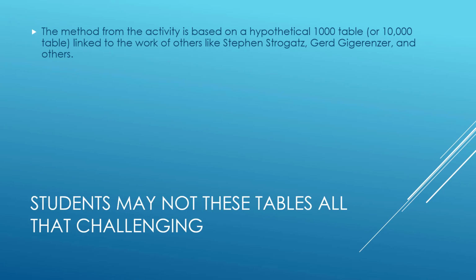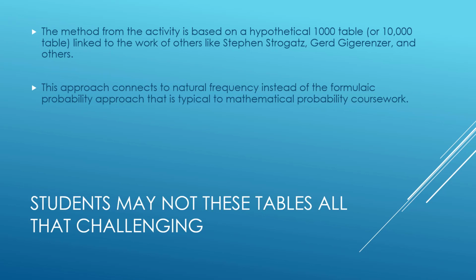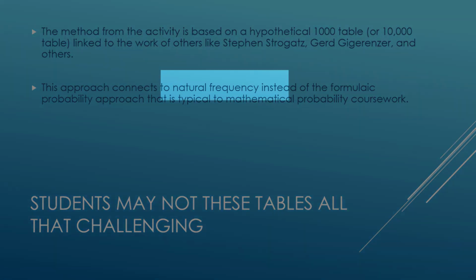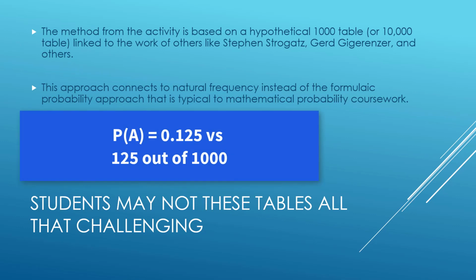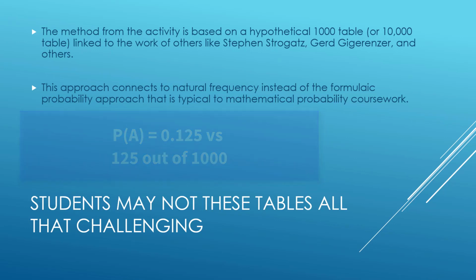The big piece as you're looking at this, though, is that we're connecting natural frequencies, which is whole numbers, how many of something, instead of formulaic probability. And that formulaic probability is tied to maybe more traditional probability coursework, where you have P of A is equal to some decimal representation, 0.125, let's say, whereas in a hypothetical 1000 table, you would look into that area for the particular event and maybe see 125 people out of the 1000 total. So again, same concepts are going to be there. It's just going to look different.